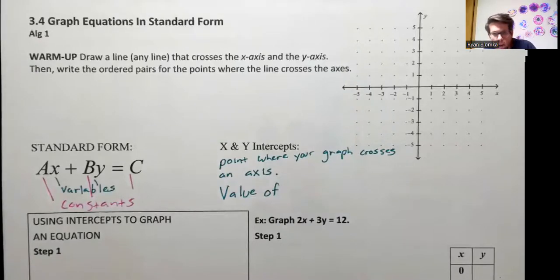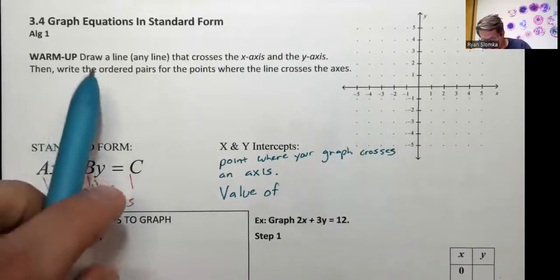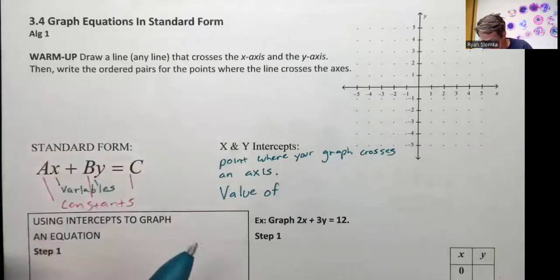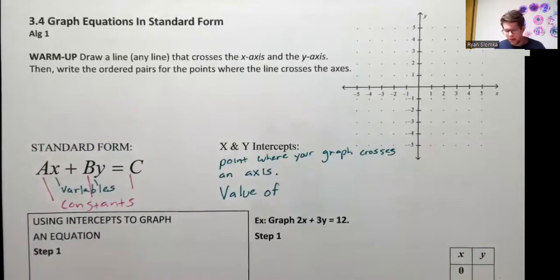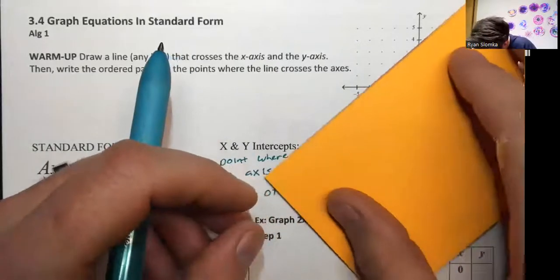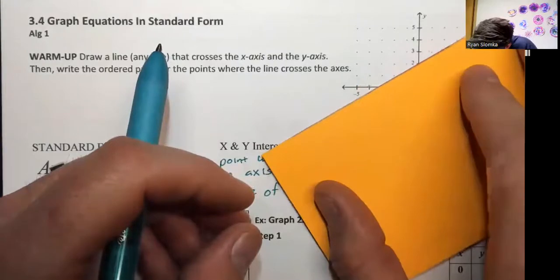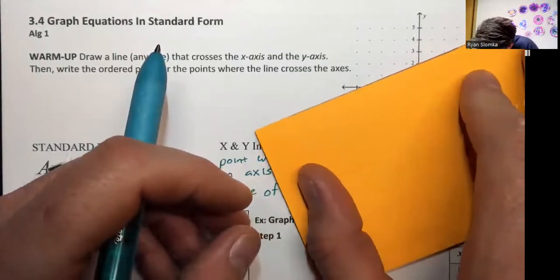So we have a little bit of a warm-up problem right here. I'd love it if you gave that a try. All right, so what you have to do right here is it says draw a line that crosses the x-axis and the y-axis. And so it can be any line that you would like. So I'm going to create my line so it looks like this right here.